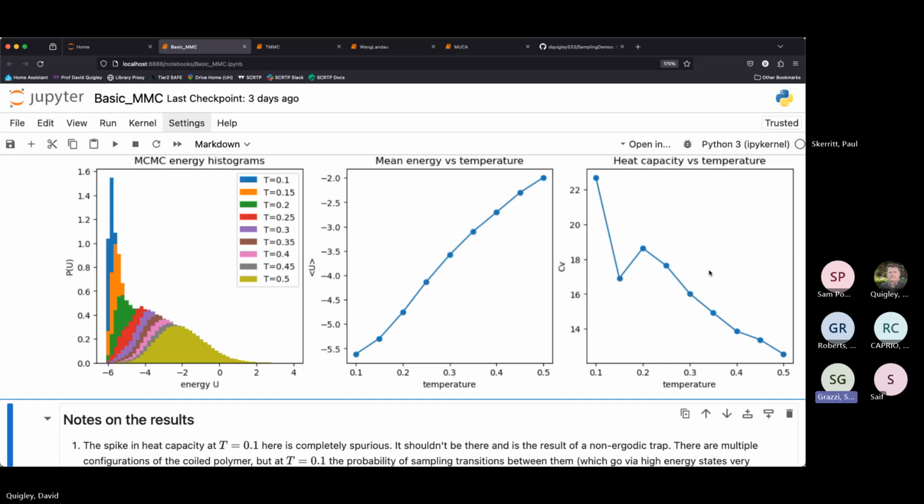There is no way for the system to transition between this set of bonds forming the hexagon and some other set of bonds forming the hexagon without going via a higher energy state. And if I'm doing a single simulation at a low temperature, the probability of sampling those is basically 0. So I'm never going to get between different configurations of this coil.